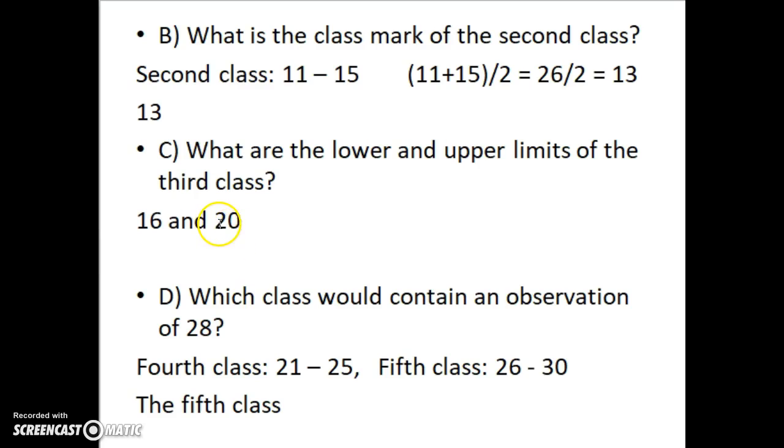That's the answer. Which class would contain an observation of 28? This is the third class. The fourth class is going to be 21 to 25. The fifth class is going to be 26 to 30. And 28 falls in the fifth class.